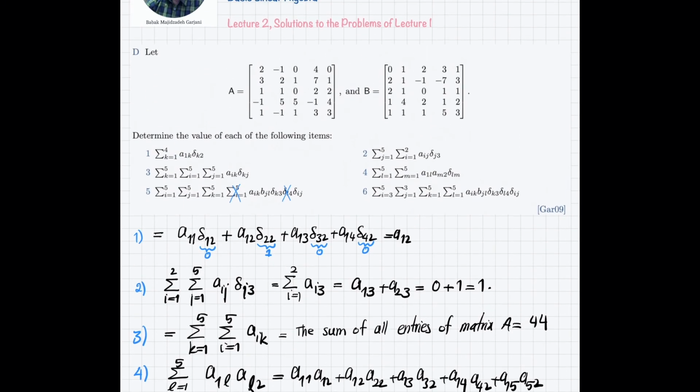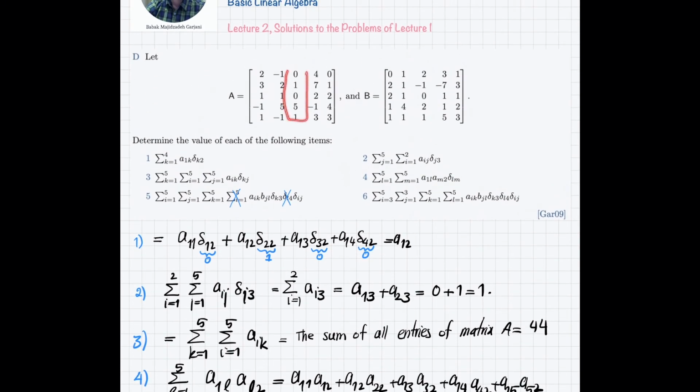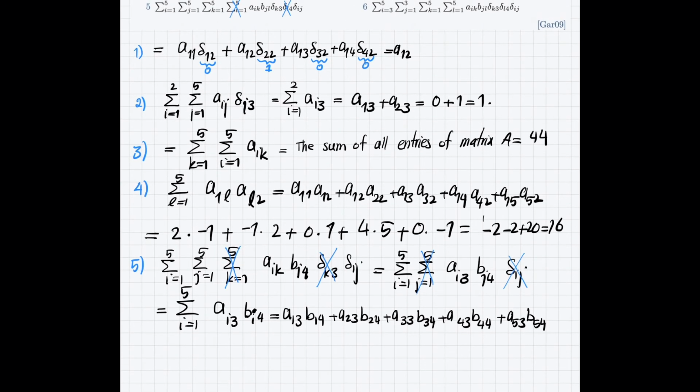So the third column should be multiplied by the fourth column. So 0 should be multiplied by 3, it gives me 0. 1 should be multiplied by -7, it gives me -1. 0 should be multiplied by 1, it gives me 0. The next one gives me 5. The next one also gives me 5. And I add them together, it gives me 3. Yes? So the answer to this at the end would be 3.